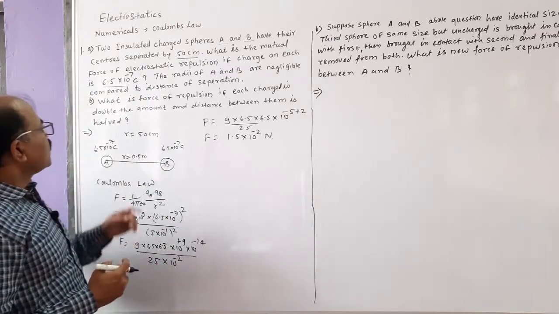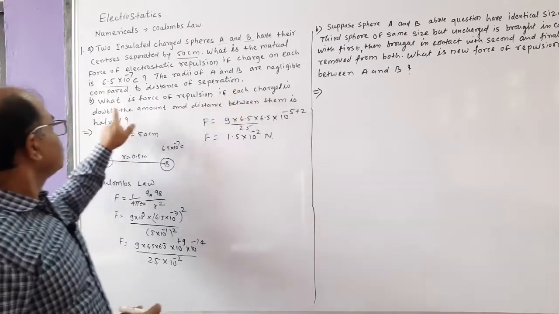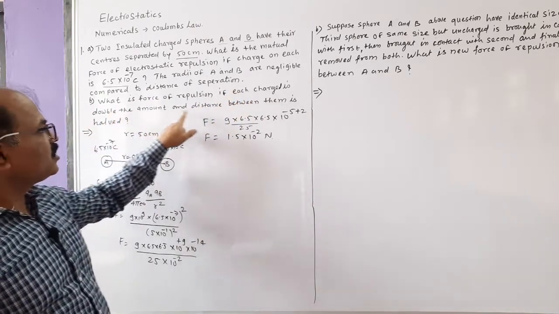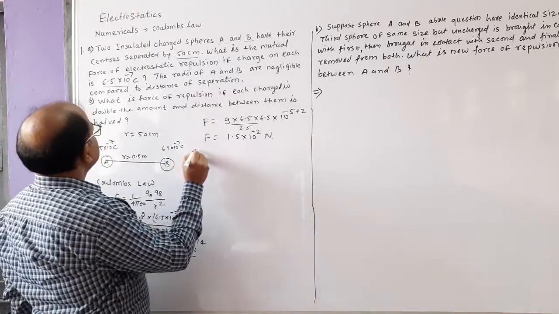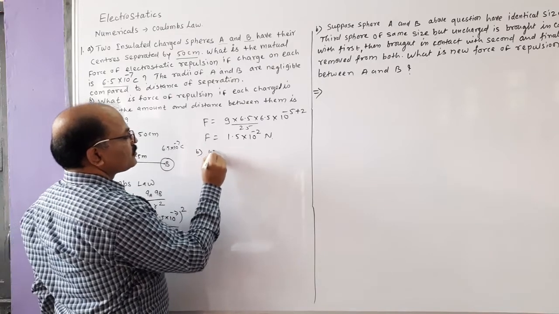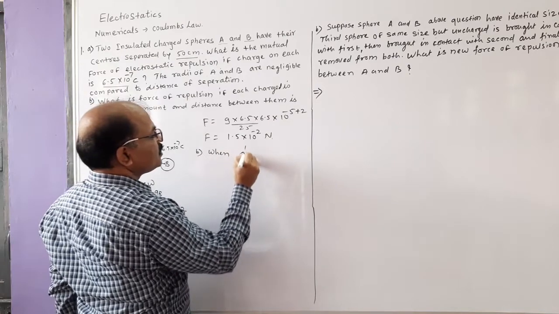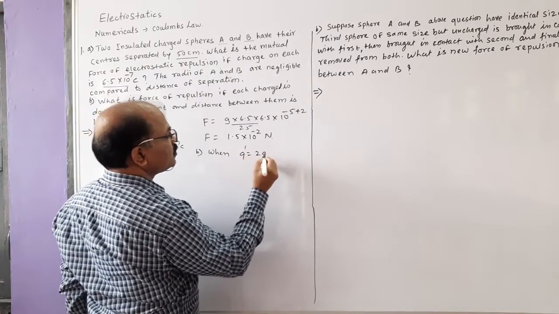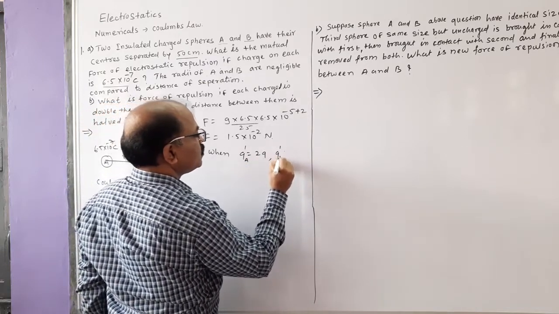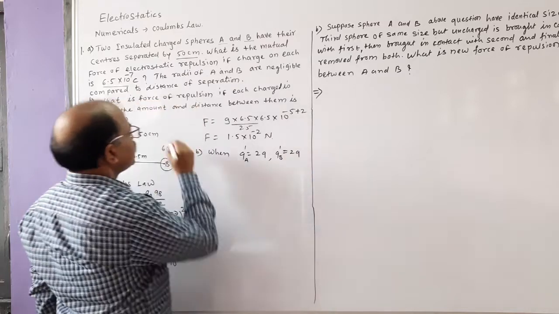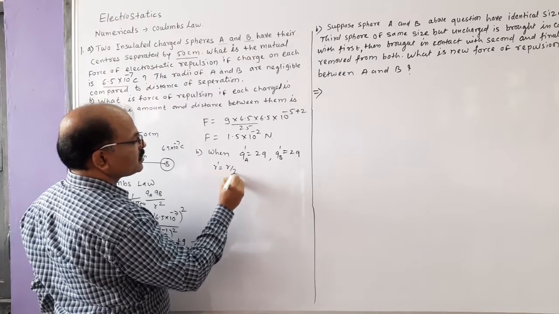Then let us see the another part of the question. What is the force of the repulsion if charge is doubled and amount of distance between them is half? The second part, part b: when charge is doubled, means new q dash equal to 2q, this is QA and q dash, this is the QB, this is also doubled, and separation distance between them is half, so new r dash equal to r by 2.